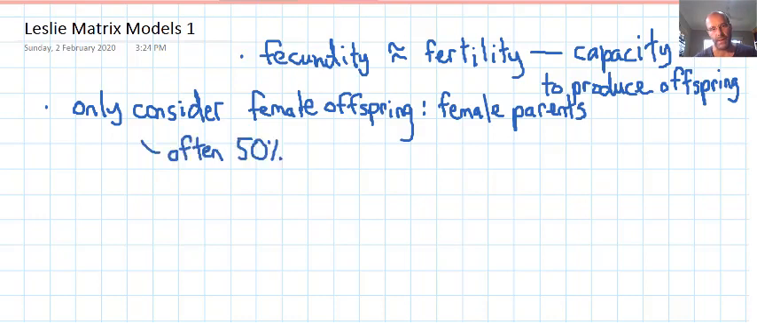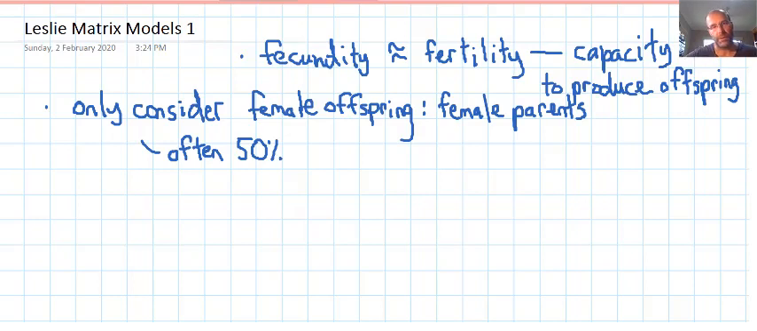Now, it can be shown that in a lot of populations, 50% of the population are female. So if we want to get the entire population, we can simply multiply by 2. The modelling still works even if the females don't make up 50%, as long as they make up some recognisable fixed proportion of the population. We can then use Leslie matrices. So it's often 50%, not always. The modelling works either way.